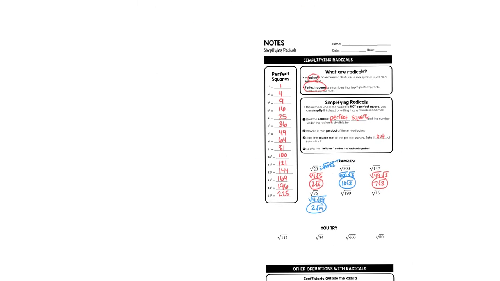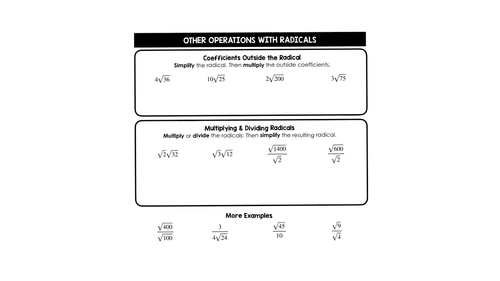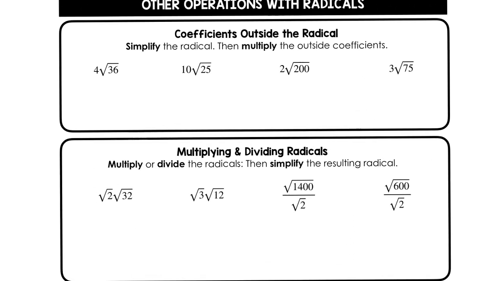So moving on to the next page. The next page is operations with radicals. When you have coefficients outside the radicals, coefficients just means numbers in front of the radical, what you do is you just want to simplify the radical first. So square root 36 we know is 6. So it's 4 times 6, which is 24.